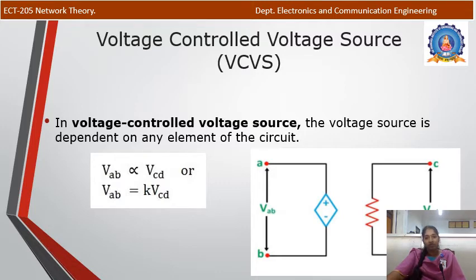So VCD is the voltage across this resistor. The source voltage value depends on this resistor voltage. That is why this is known as a voltage controlled voltage source. We represent this voltage source by using a diamond shape symbol, and the voltage VAB is equal to K times VCD. VCD is the voltage across this resistor, and K is some proportionality constant. K indicates only that the voltage depends on the other voltage, a scaled version of it. That is the only meaning.